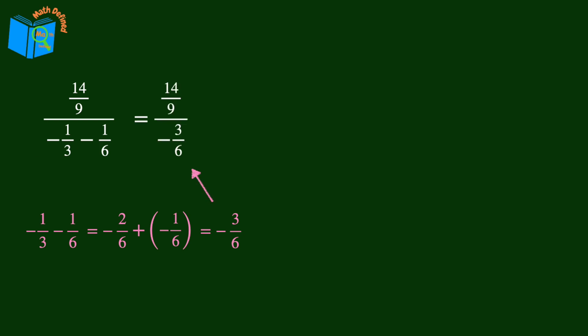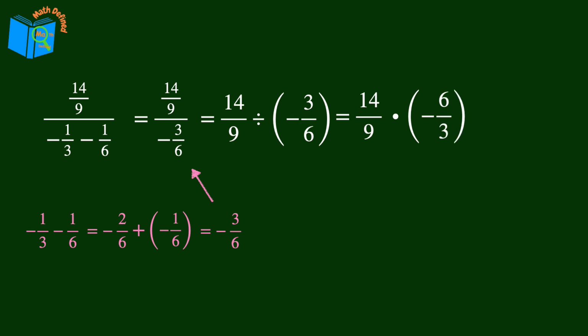Next, we'll rewrite this complex fraction as a division problem like we did before. Positive 14/9 divided by negative 3/6. Now, in order to divide, we need to multiply by the reciprocal of the divisor, or the second fraction. We keep positive 14/9, change the division to multiplication, and take the reciprocal of negative 3/6. Looking at 9 and 6, we see that they share a common factor of 3. So let's cross-cancel them. 9 divided by 3 is 3, and 6 divided by 3 is 2.